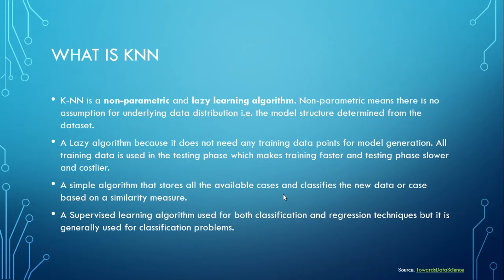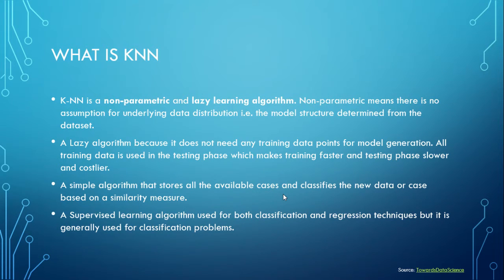So, k-nearest neighbor is a non-parametric and lazy learning algorithm. What is lazy learning? It means that you don't need any training data points for model generation. It all happens in the testing phase, which makes the testing phase much slower and costlier. What is non-parametric? It means that your data distribution does not need to be a bell curve or normal distribution.